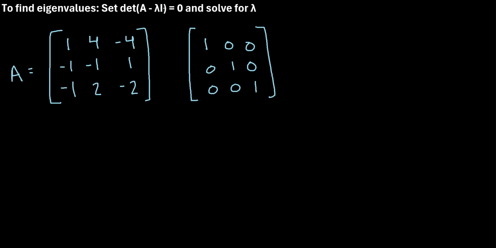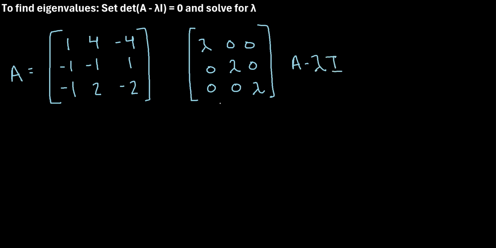But remember, we're not subtracting the identity matrix, we're subtracting lambda times the identity matrix. So actually, instead of ones along the diagonals, we're going to have lambdas. So it'll look like this: lambdas along the diagonals and zeros everywhere else. So we're going to first do A minus lambda times I, where we just saw what lambda times I is.